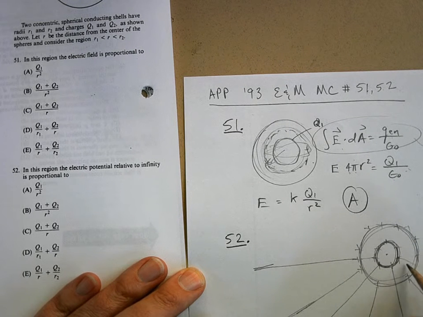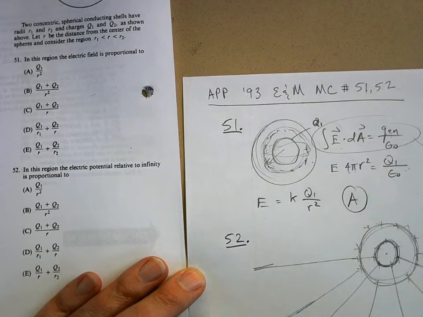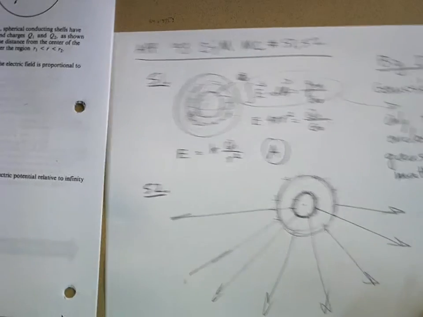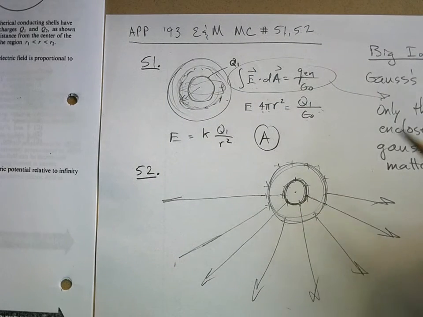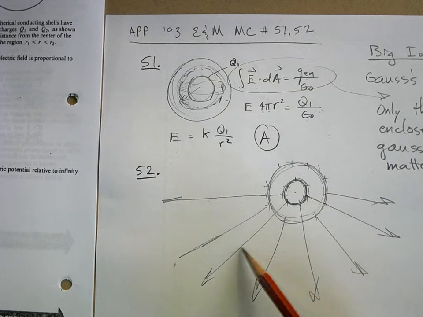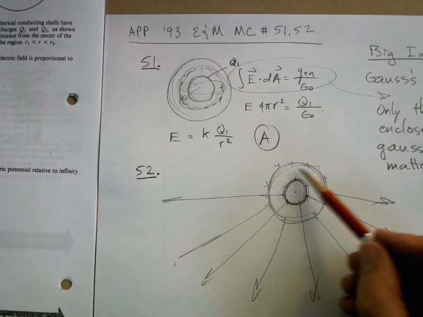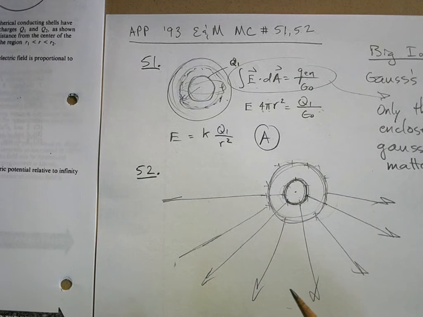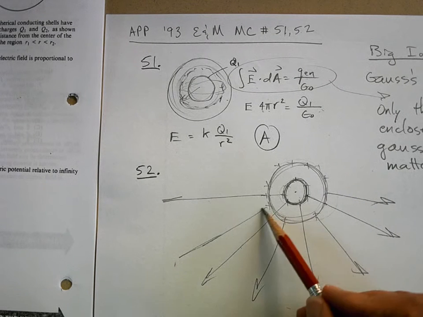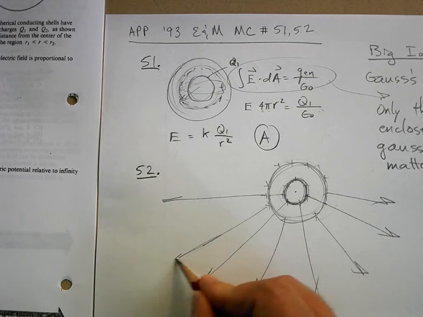Now maybe I'll just draw a couple more. Do you see what I'm doing here? Some of these field lines are due to the charge from the inner sphere, but the outer spherical shell also has a charge on it, and so it creates its own electric field lines.